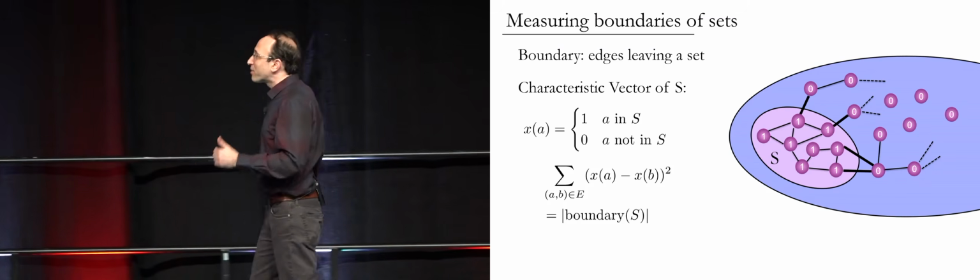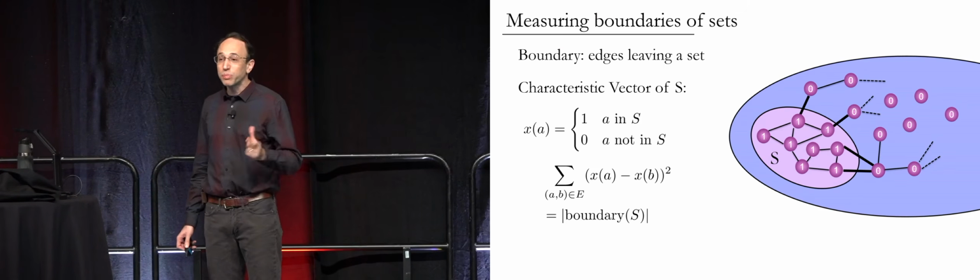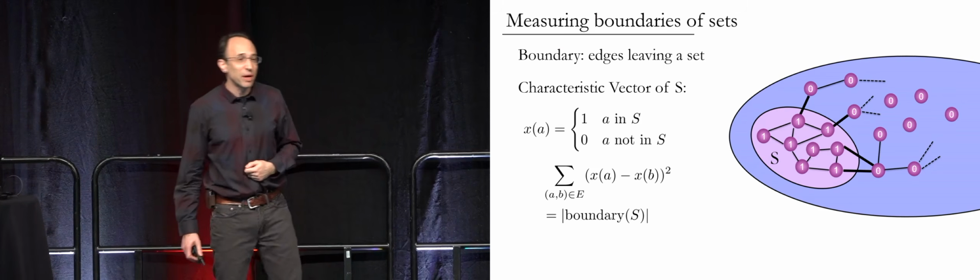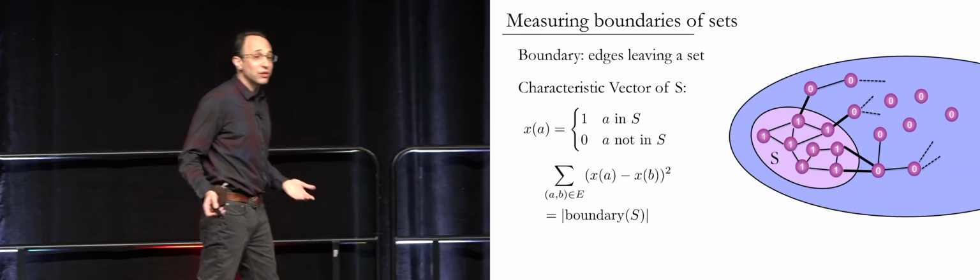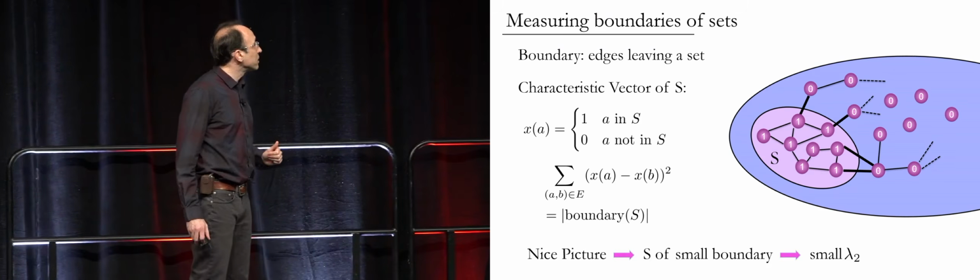If I plug that into the Laplacian quadratic form, we will get exactly the size of the boundary. Because the sum of the squares of the differences of the characteristic vector across edges, well, it's 1. It goes between a 0 and 1 for every edge on the boundary. So you get 1 for every edge on the boundary, and every edge that's not on the boundary is going between 0 and 0 or 1 and 1, so it's not contributing. So the Laplacian quadratic form helps us measure boundaries.